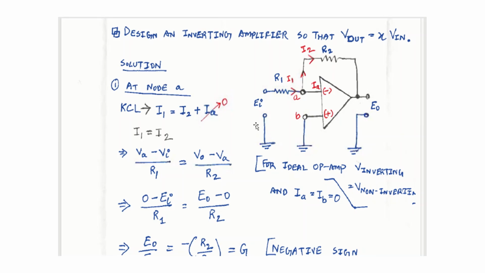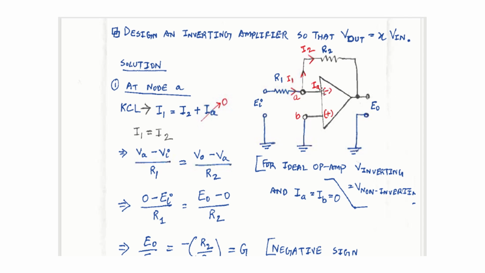Hello friend, in this video we're gonna design an inverting amplifier so that our output voltage is X times the input voltage. In the previous video we have seen how to design the non-inverting amplifier, and I'm gonna put the link of that non-inverting amplifier in the video link comment section. And after the derivation we're gonna also see a Multisim simulation. So let's start with the circuit.